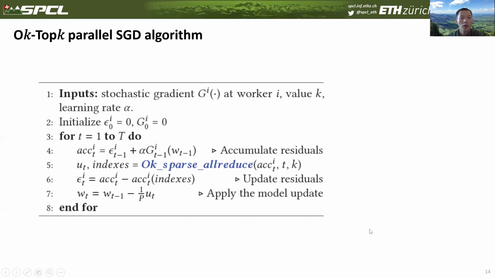Now let's present the Ok-Topk parallel SGD algorithm. We can see it's very similar to the standard mini-batch SGD. But here we have three major differences. In line 4, we accumulate the residuals to a local buffer. The residual is the value which is not selected by top-k selection. And the Ok Sparse Allreduce will return the indices of the values which really contribute to the Sparse Allreduce. In line 6, using the indices, it will remove the values which really contribute to Sparse Allreduce from the residual buffer.